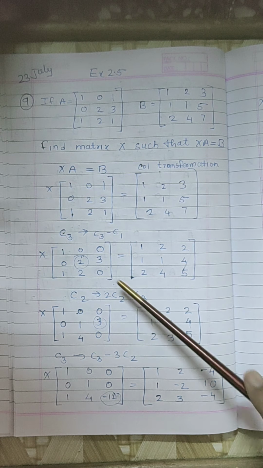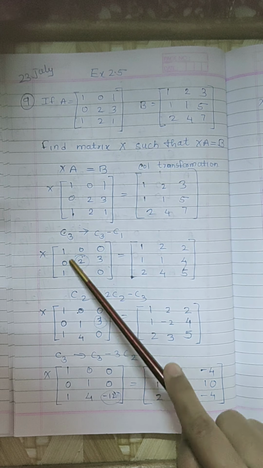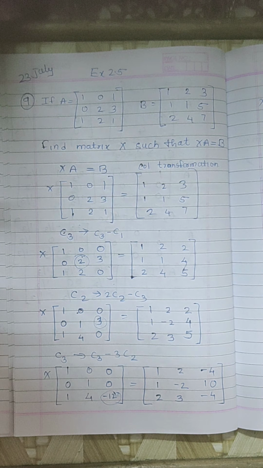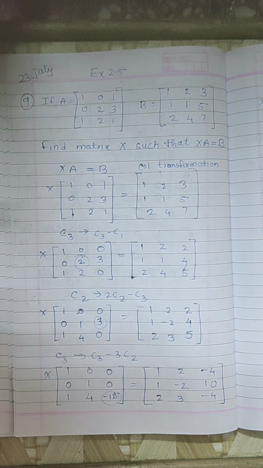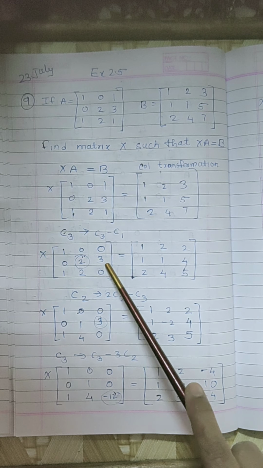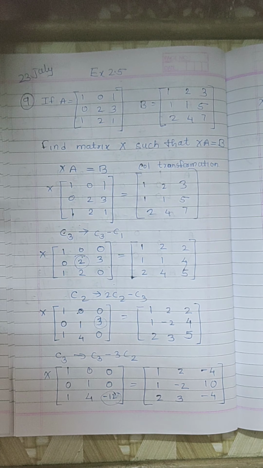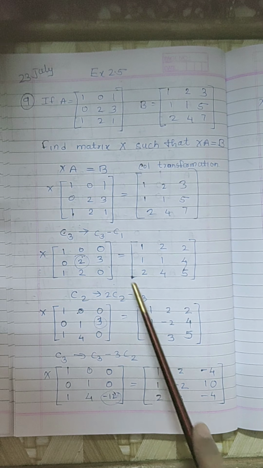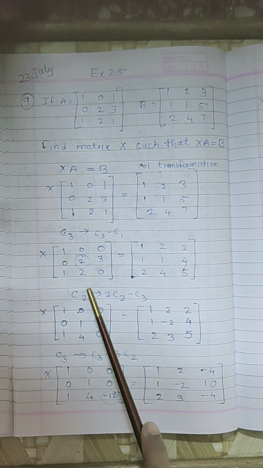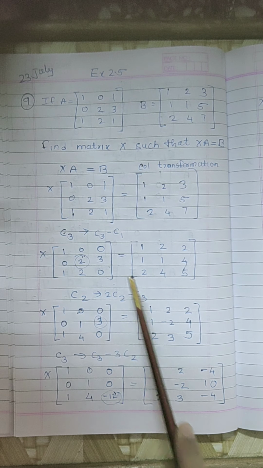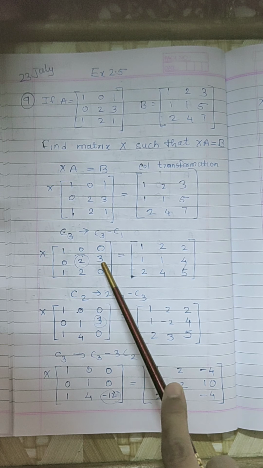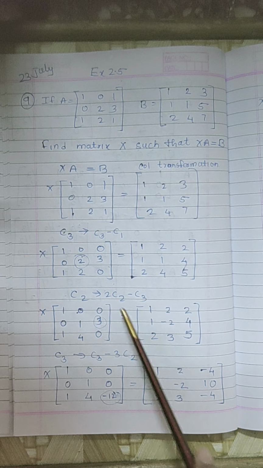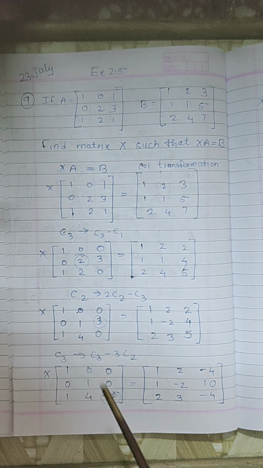Now this 2 that is there we will convert into 1, because for the identity matrix we have to make it 1. Here 3 is there, here 2 is there. So how to make it 1? C2 changes to 2C2 minus C3. See, 2C2 becomes 4, and 4 minus 3 will be 1. So make this transformation on both sides.